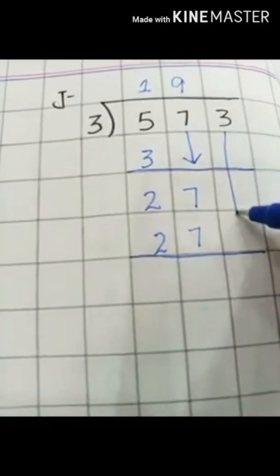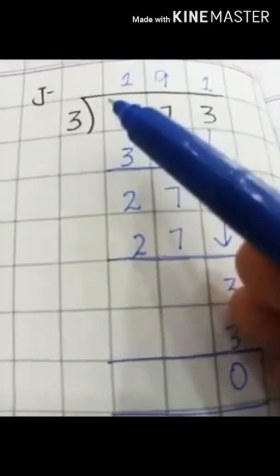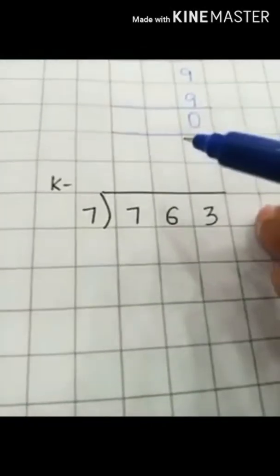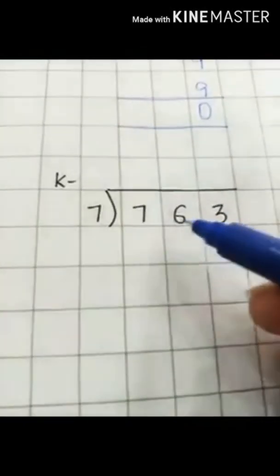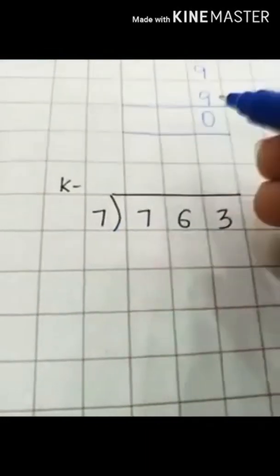Next, we left the number 3 here, so I am taking this 3 down here. Read the table of 3 students, as both are equal, so I am writing 3 1s are 3 here. Okay, next in the subtraction, 3 minus 3 is 0, which means that we have completed our question and our quotient is 191. In the next step, part K, 763 is being divided by the number 7.